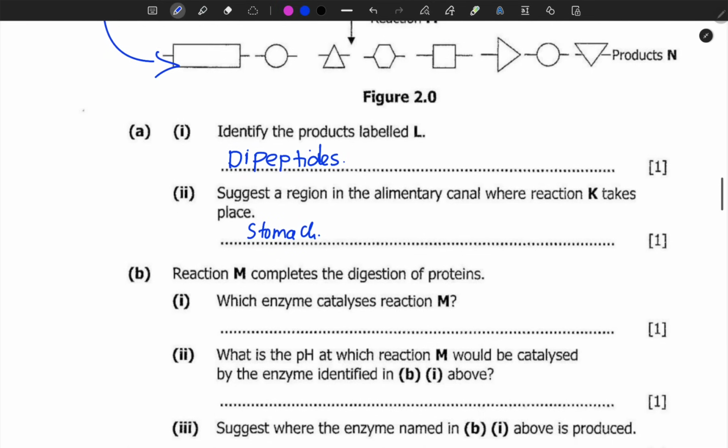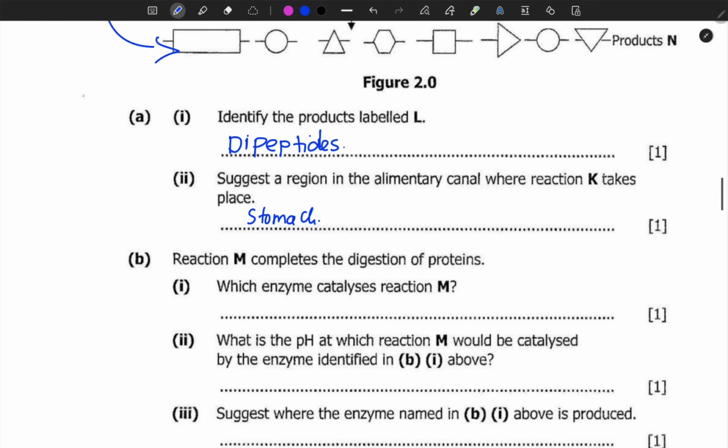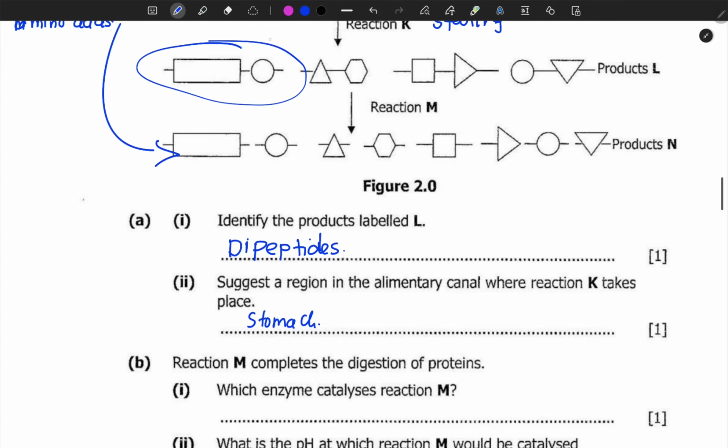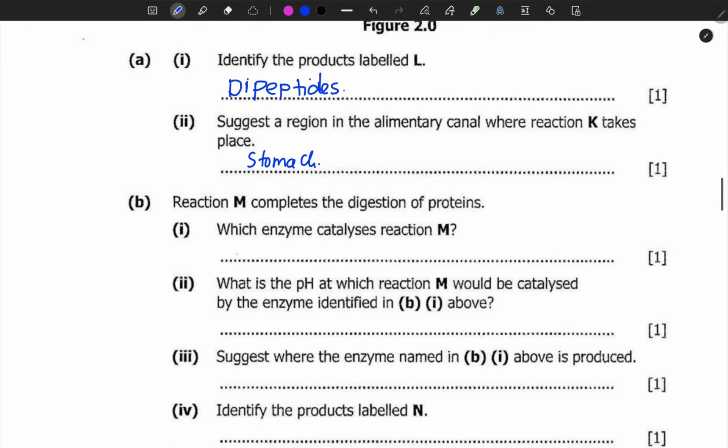Then we have B. Reaction M completes the digestion of proteins. Which enzyme catalyzes reaction M? So, if these are peptides, then the enzyme should be peptidase. Like we have carbohydrates, we have lipids, lipase.